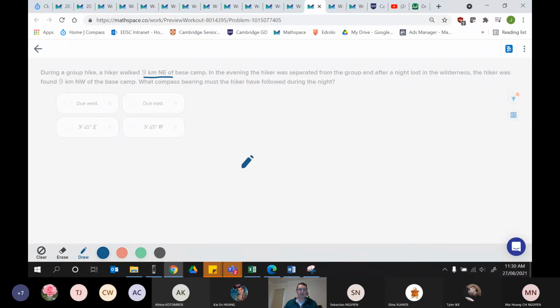So let's do base camp here. Okay. All right, I see why people maybe don't draw on this. We'll give it a go. So this is base camp, and he walked northeast. So that's going to be that way. Again, when we're doing these roses, as I tell you guys, always over-exaggerate these and draw them really, really large. The hiker was lost and found 9 kilometers northeast of the base camp. So northwest is this way.